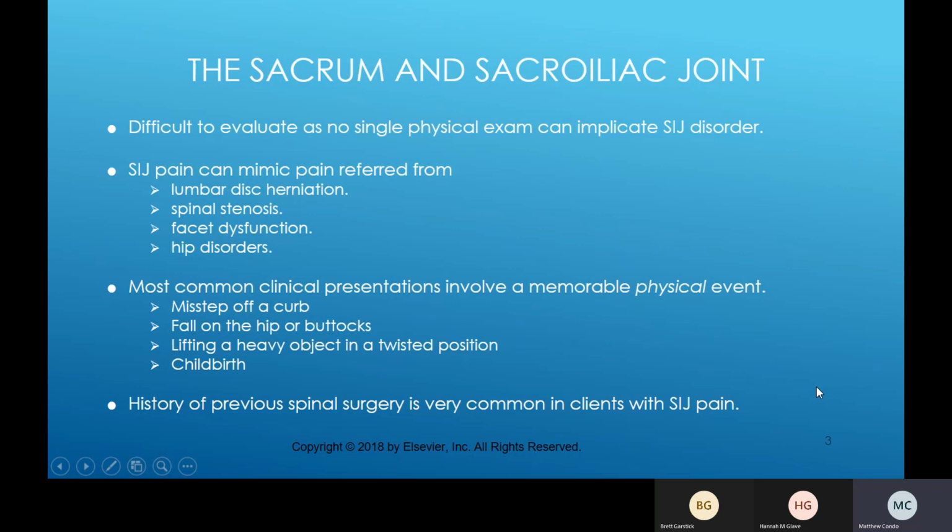Most commonly, what you're going to see, if it is true SI or sacroiliac joint pain, is a mechanism of injury. They're going to step off a curb wrong. I see this one all the time in the clinic. They're going to fall and land on the rear end. Or they're going to lift a heavy object.